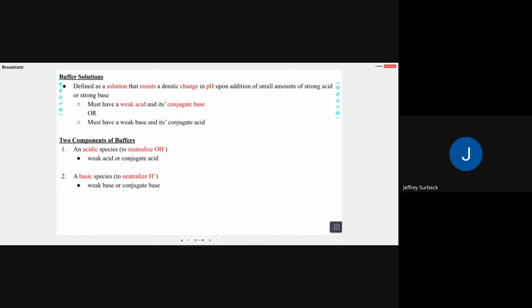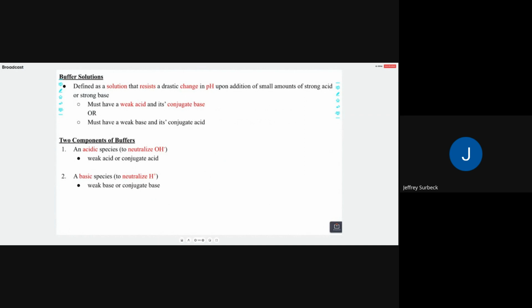So the problem that we just solved is a buffer solution because we had some acetic acid, the acid part, which is weak, and then we had that acetate, which is its conjugate base. Now, we could also say the same thing. We could have a little bit of weak base and some of its conjugate acid, and we would just have, instead of using Ka, we would have Kb.